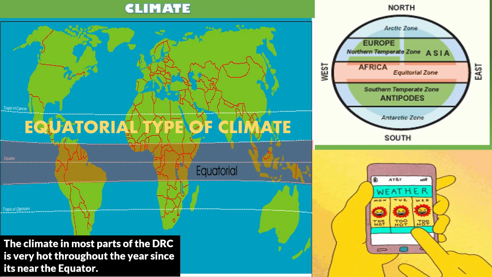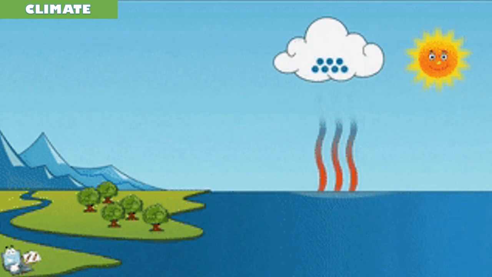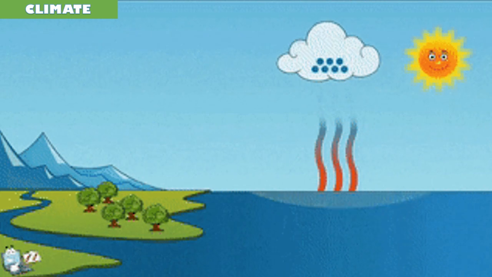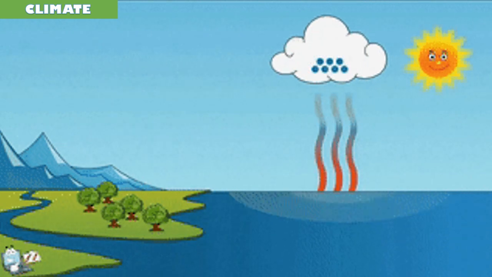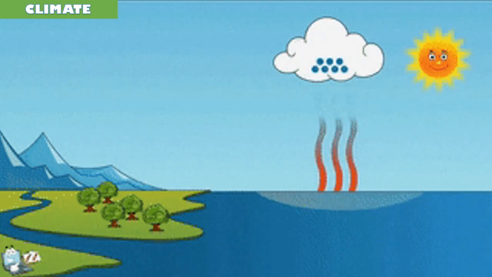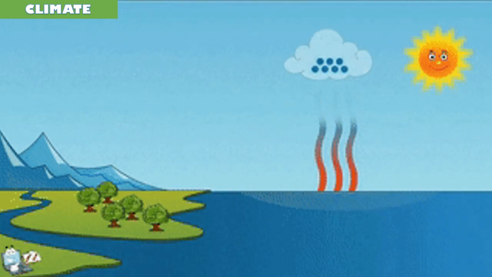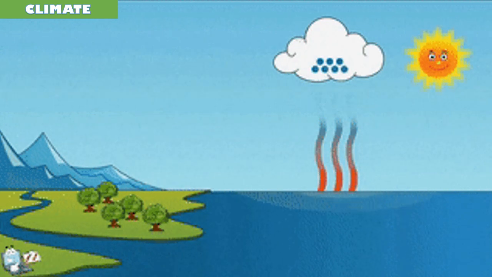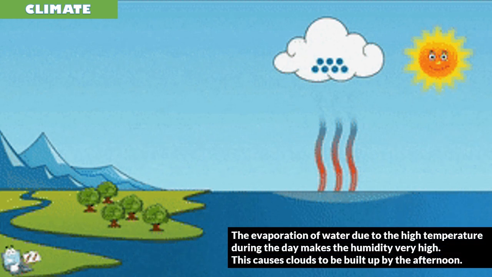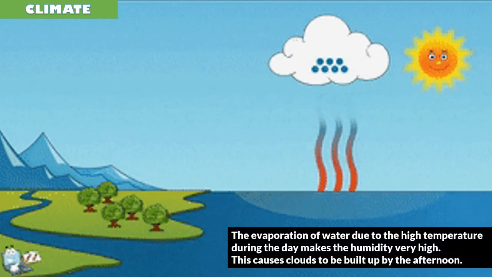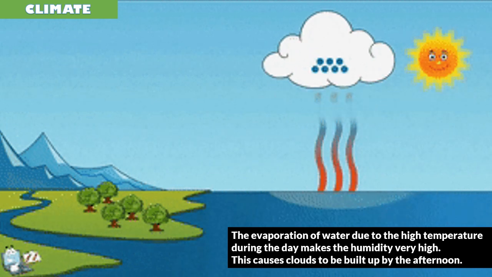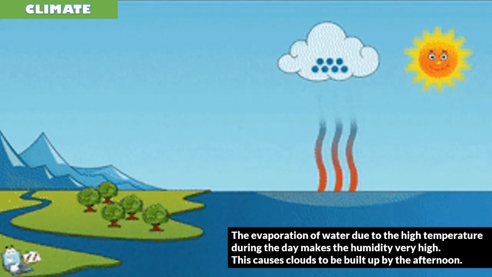Now, because DRC is located close to the equator, the direct rays of the sun reach DRC for a longer period of time. This increases the temperature in DRC. So we can say that morning is pleasant but the temperature rises in the afternoon. The water bodies get heated up faster due to the direct rays of the sun, which leads to a faster rate of evaporation of water during the day.